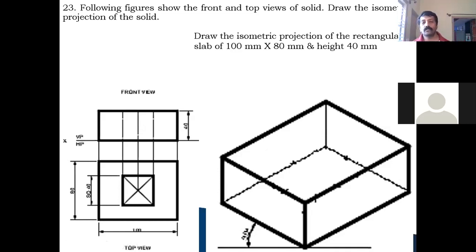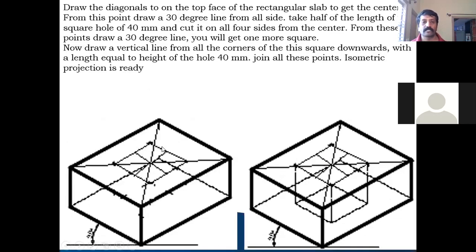Now we have to drill a through hole. We have to show it within this rectangular slab. How to find out the center of this? Draw diagonals from the top face of your rectangular slab. Let me show you in the next example. I have drawn the diagonal to find the center. From the center I'll draw a 30-degree line, from all the 4 sides I'll draw a 30-degree line.